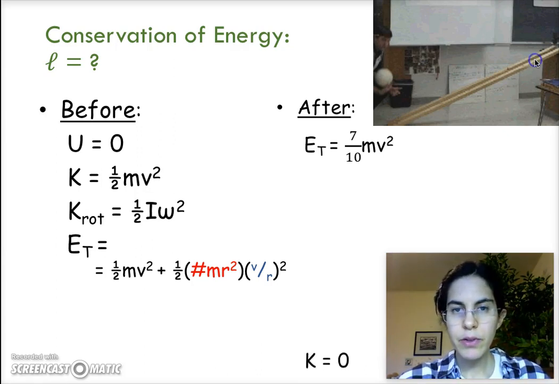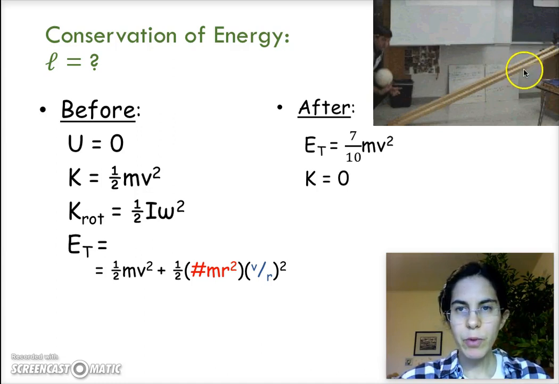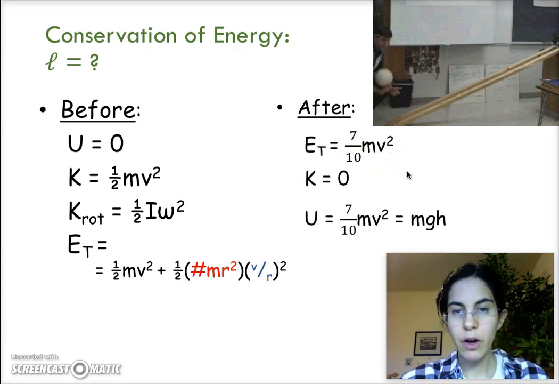All right, business as usual. By the time you've finished up the ramp, it's not moving, it's not spinning, so all the k terms are going to be 0. How much of that 7/10 mv squared goes to gravitational potential energy? All of it. There's your mgh, and now you can solve for h. Hey, that's pretty cool. Well, they didn't ask for h, they asked for l, but I think we're almost there.